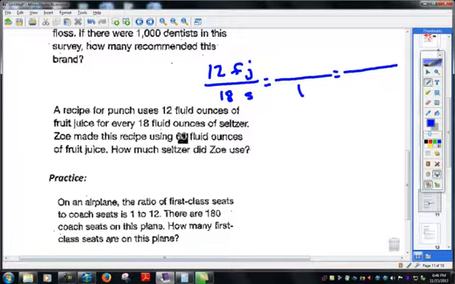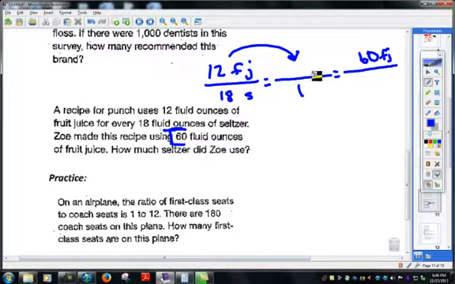I don't know what that is yet, but I got to figure it out. And then I got to figure out, what information is it giving me? Is it giving me the amount of actual fruit juice that was used or the actual amount of seltzer used? And in this case, it's the actual amount of fruit juice. So that means 60 is up here. You always got to find your unit rate of whatever's given. So in this case, the fruit juice.